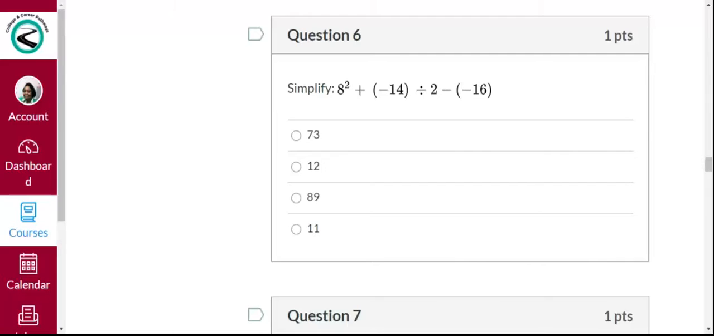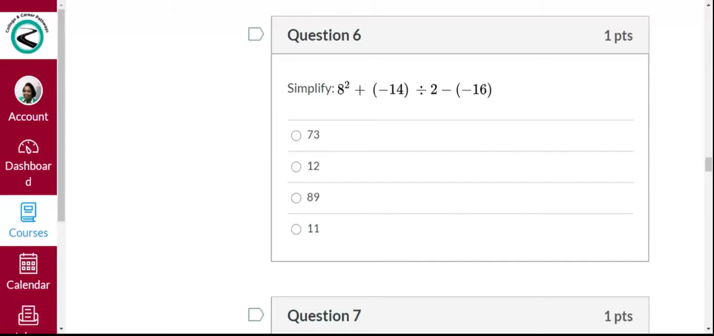Now, the next thing after you look at the parentheses is you're supposed to do any exponents or roots from left to right. So from left to right, I have 8 squared. That's a power. So that's got an exponent. So 8 times 8 is 64. So I need to write 64 plus a negative 14 divided by 2 plus 16.